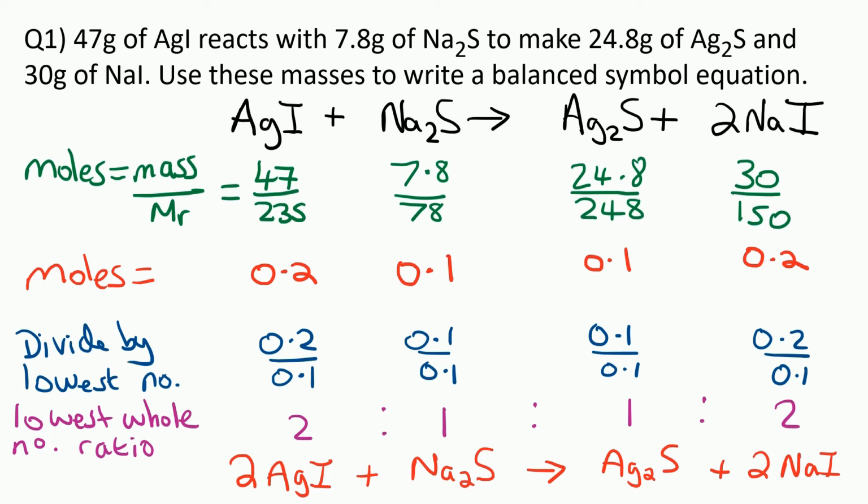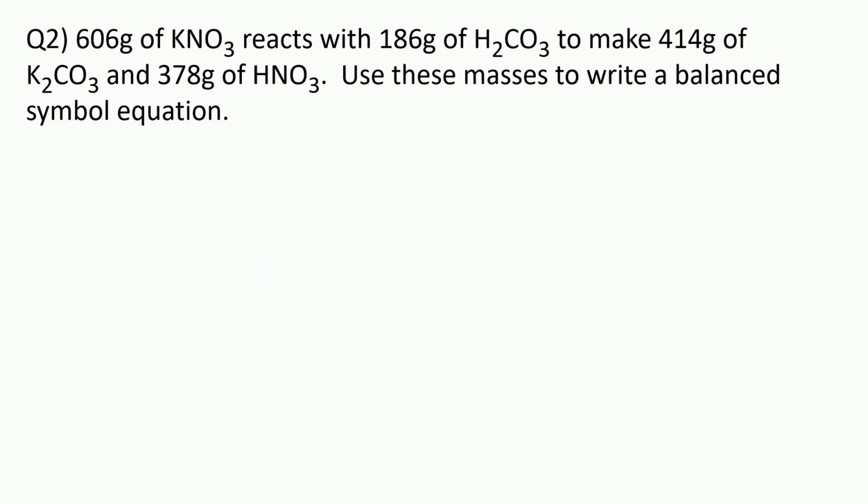Let's look at one more question. Once again, have a read of the question, pause the video, try and scribble down your answer on a piece of scrap paper, and then resume the video to see how you got on. So in this question, we've got KNO3 reacting with H2CO3, so they need to go on the left of the arrow, to make K2CO3 and HNO3, which have to go on the right of the arrow. So that's our starting point.